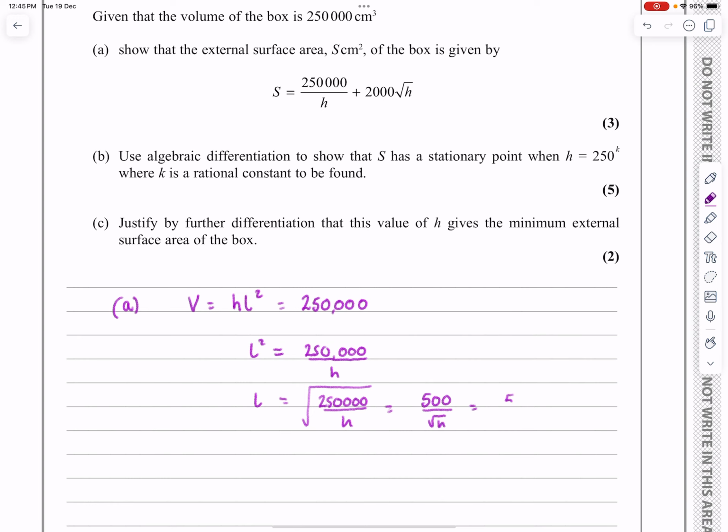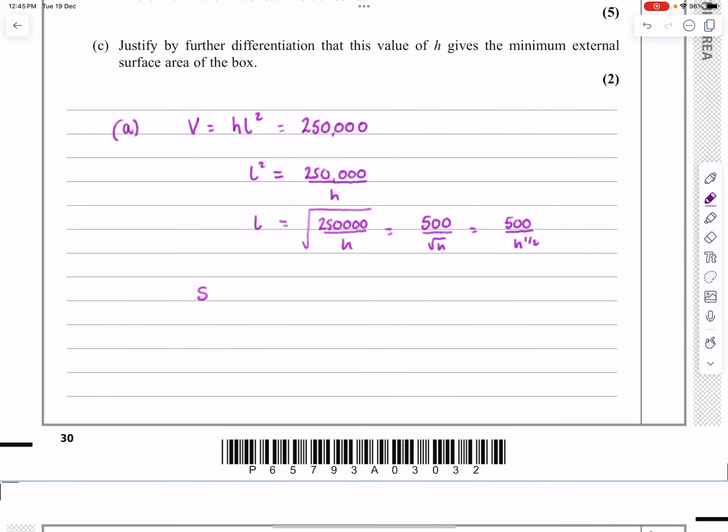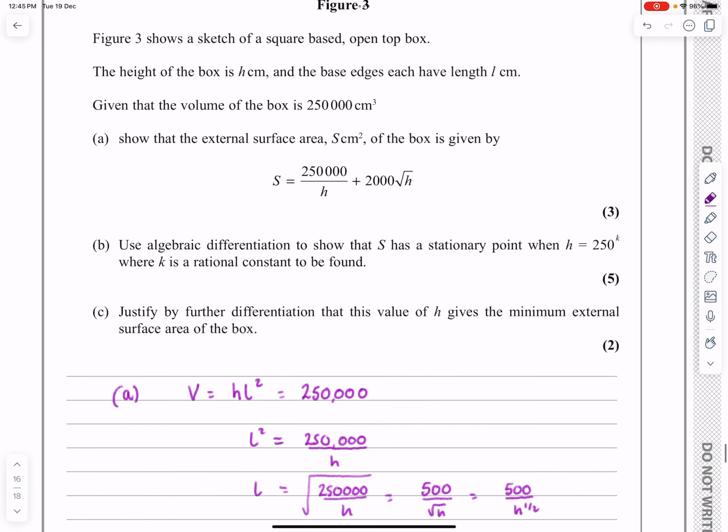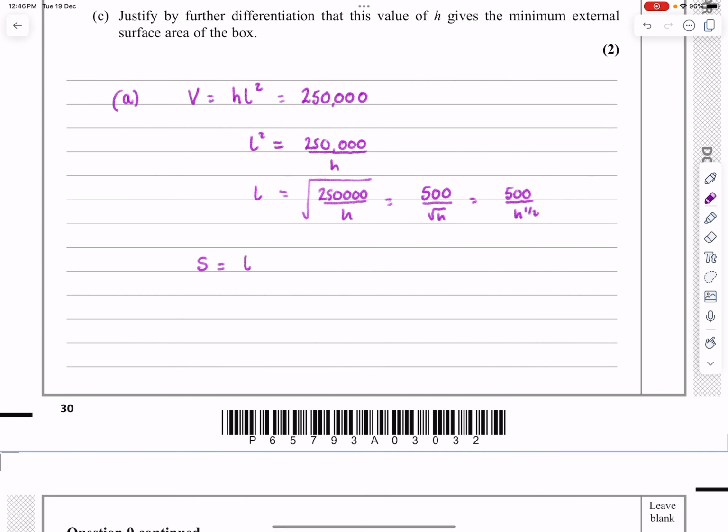If you want to write that as 500 over H to the half, or 500 H to the minus a half, it doesn't matter when we're going through and doing it. They're all the same thing so far. So I now need to find a formula for my surface area of my box. So let's just have a look at it. I've got the square base there, so L squared, but then all of the other 4 areas are going to be L times H, L times H, L times H, and L times H. So if I'm trying to work out the surface area, then it's going to be L squared plus 4LH. It's an open box, so not 2L squared, just L squared.